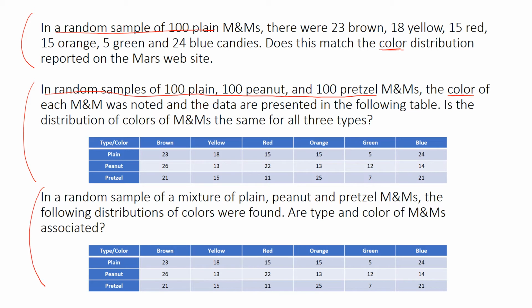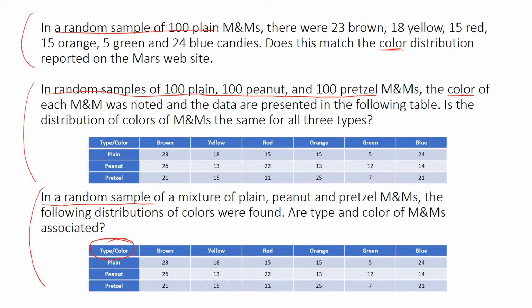Last one. In a random sample of a mixture of plain, peanut, and pretzel M&Ms, the following distributions of colors were found. Are type and color of M&Ms associated? We're back now to just one sample. Now, for each M&M in the sample, we note the type of M&M and the color of M&M. So I have 2 variables, type and color.